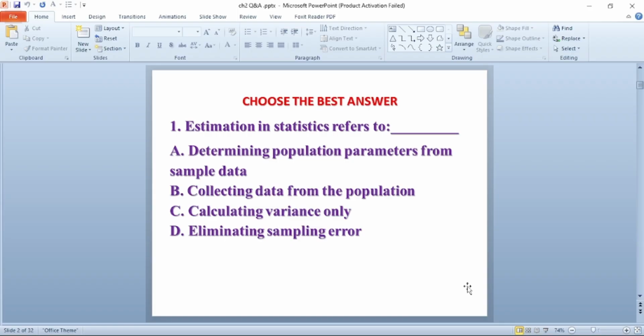Estimation in statistics refers to dash. A. Determining population parameter from the sample data. B. Collecting data from the population. C. Calculating variance only. D. Eliminating sample error. The answer for this question is A. Determining population parameter from sample data.